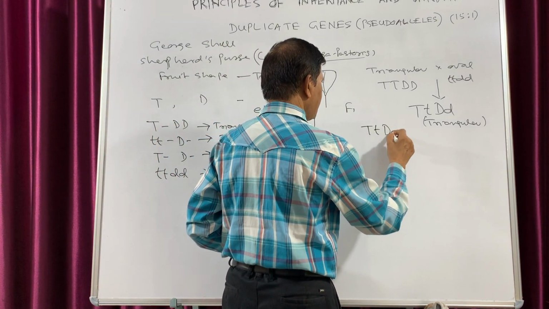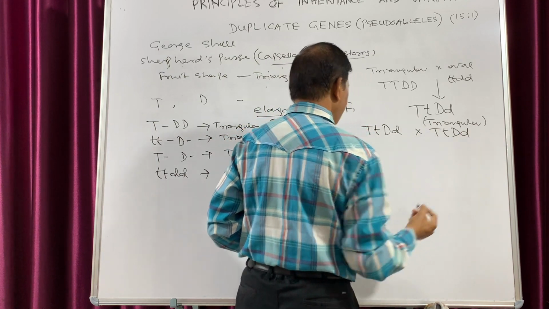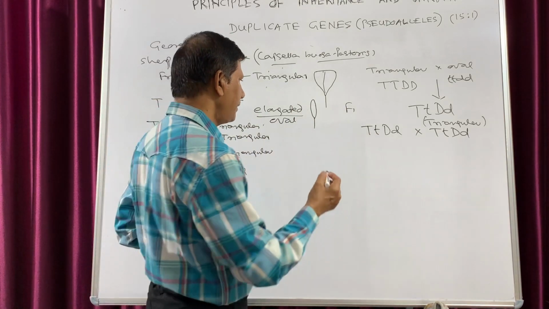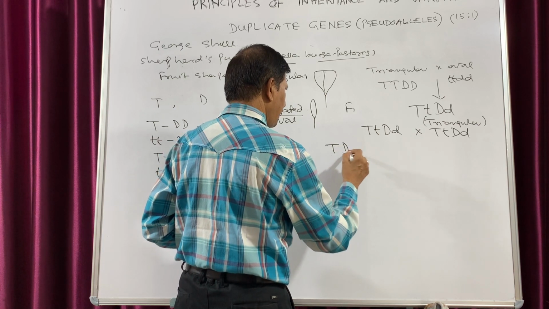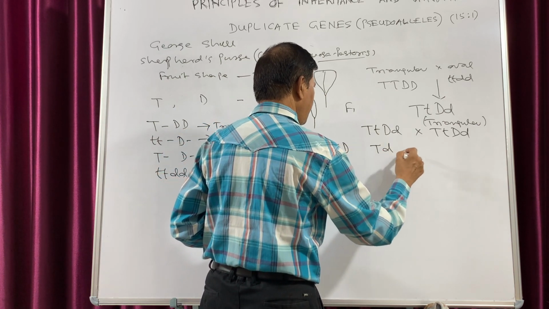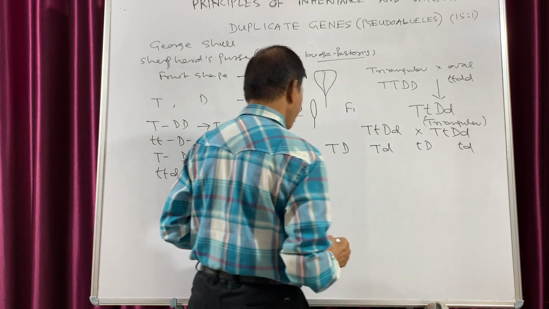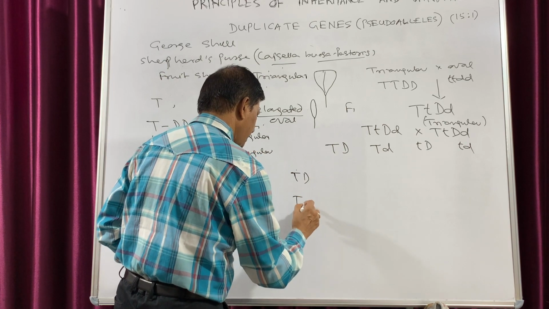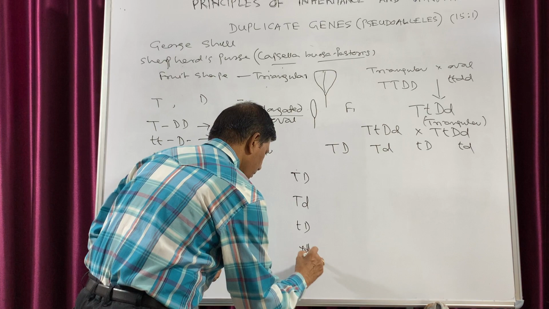Now, when the F2 generation is done by selfing the plants, that means capital T small t, capital D small d will be crossed with the similar type. Then four types of gametes will be produced both on the male and female side. On this side it will be capital T capital D, capital T small d, small t capital D, and small t small d. On this side also it will be capital T capital D, capital T small d, small t capital D, and small t small d.